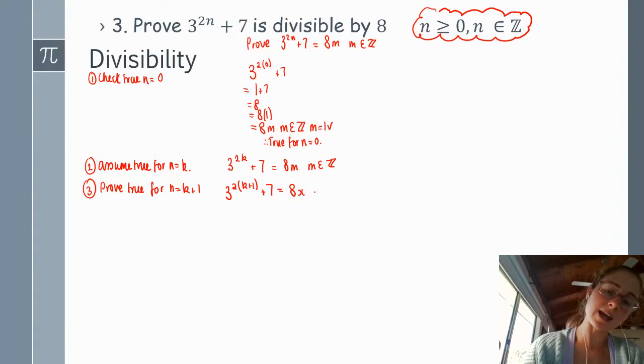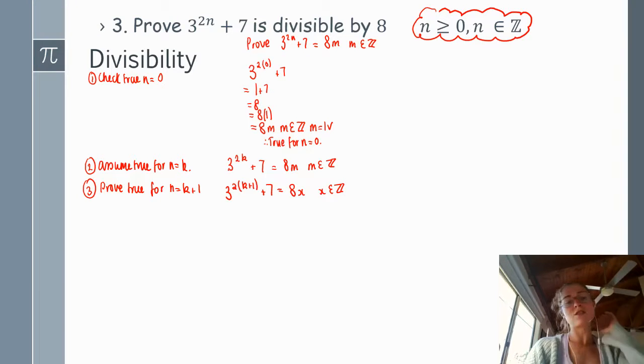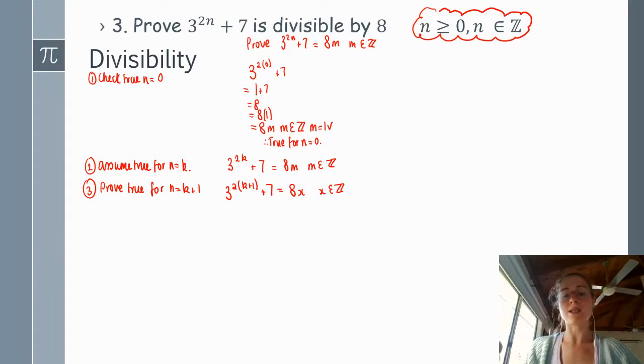So I would have 3 to the power of 2, put the brackets in, k plus 1, plus 7 equals 8, and I'm just going to let this be x. X is within Z. So I've used a different integer here because notice 3 to the power of, say, 2k, let's let k be 5, right? 3 to the power of, that would become 10 plus 7 might be 8 times, I don't know, 6. But if k is 5, now I have 3 to the power of 12 plus 7. Well, that's going to give me a bigger number or output. So it may be 8 times 9 or 8 times 10 or 8 times 11. So the m and the x are probably going to be different here.